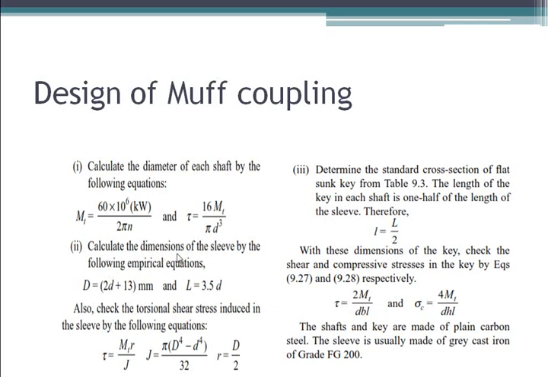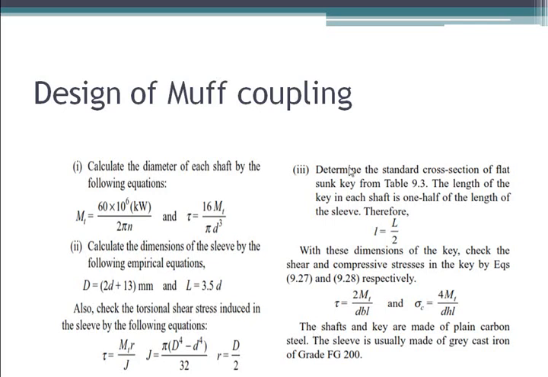And the second step is calculate the dimensions of the sleeve by the following empirical relations. The diameter of the sleeve, which is a hollow shaft, or outside diameter, will be 2d plus 13. This we have to find out. And length of the sleeve 3.5d. This we have to find out. And then we have to check for the stresses in the sleeve by using the equation tau is equal to Tr by J, or tau is equal to Mt r by J. Now J, we are considering the sleeve as a hollow shaft, that J will be pi into capital D power 4 minus small d power 4 by 32, and r will be capital D by 2.